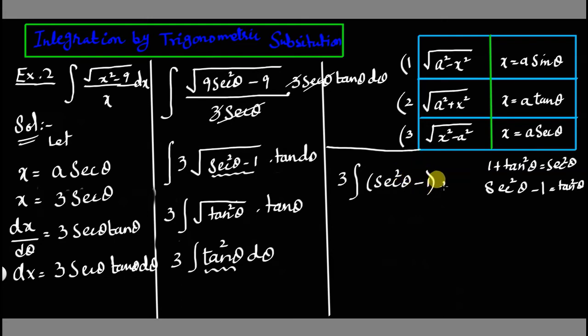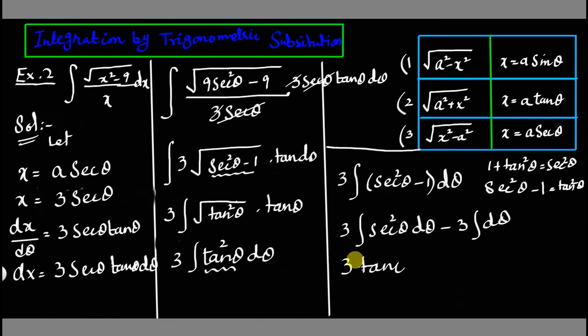Why we are replacing this one? Because we know the integral of secant square theta and 1 d theta, so it is very easy. Now this is 3 tangent theta minus 3 theta plus c. This is your final answer, but we have to replace similarly the values of the tangent theta and theta.